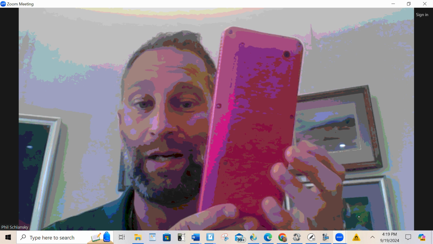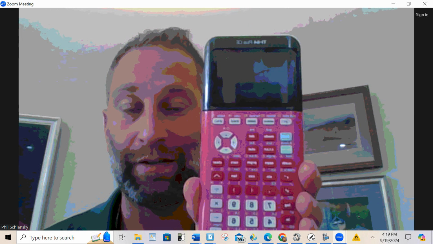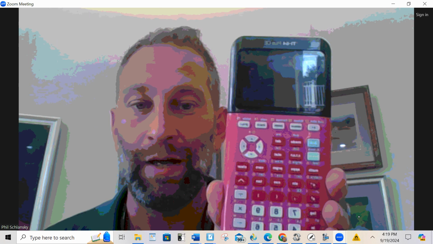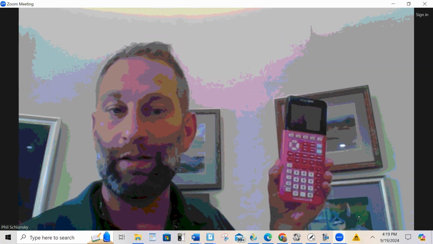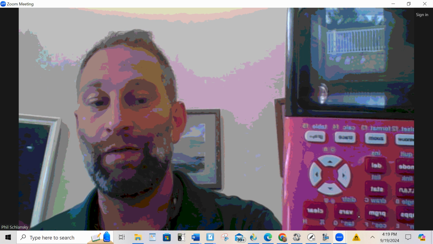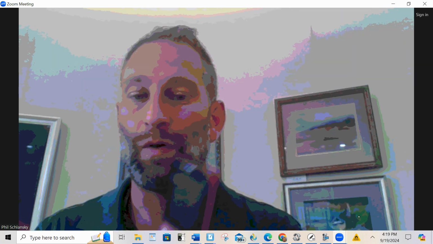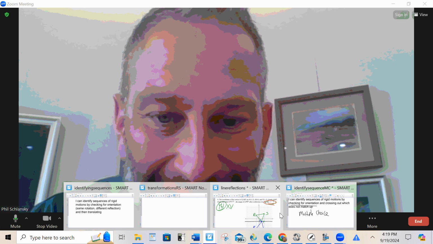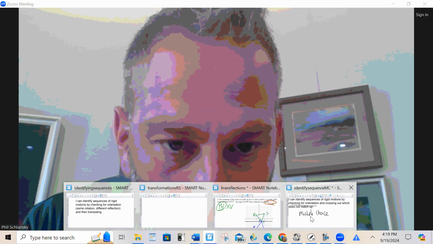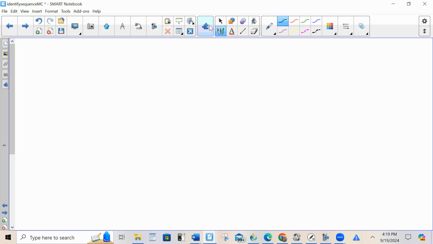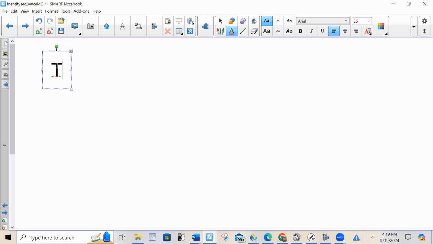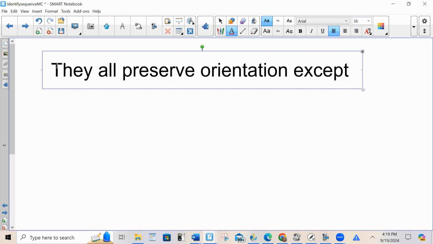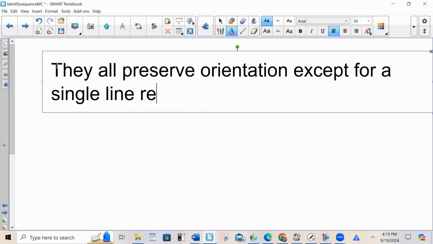If I do a double line reflection, it ends up where it started. So a single line reflection changes the orientation, and if I make this a tiny calculator or a giant calculator, the orientation is still the same. So they all preserve orientation except for a single line reflection. I'm going to write that again here. It's super important. They all preserve orientation except for a single line reflection.